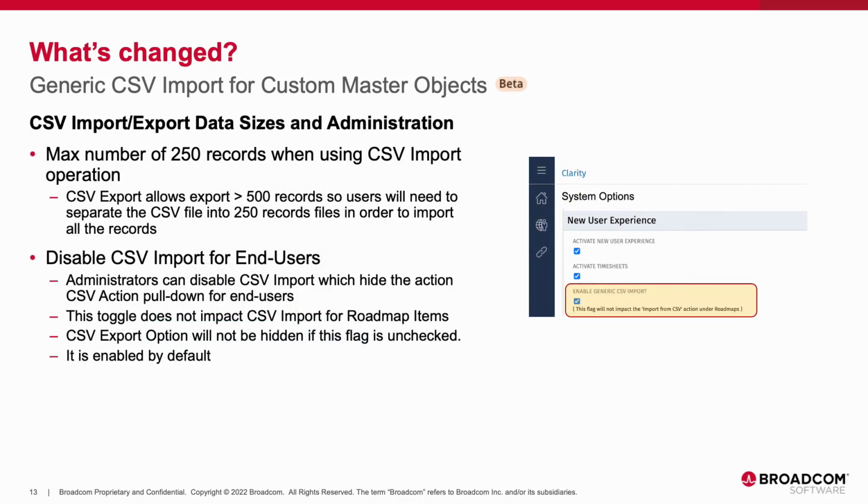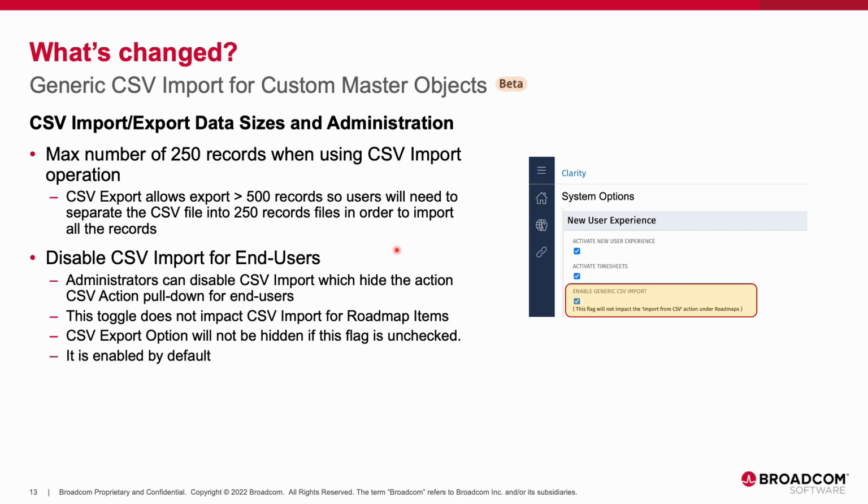Regarding the CSV import-export data sizes and admin options, the maximum number of records you can import via CSV import per operation is 250. Note that you can't export more than 250 records, and the CSV export import option will work for records greater than 250. It's just that when you import, you need to separate your CSV files into 250-record chunks in order to import them into Clarity.